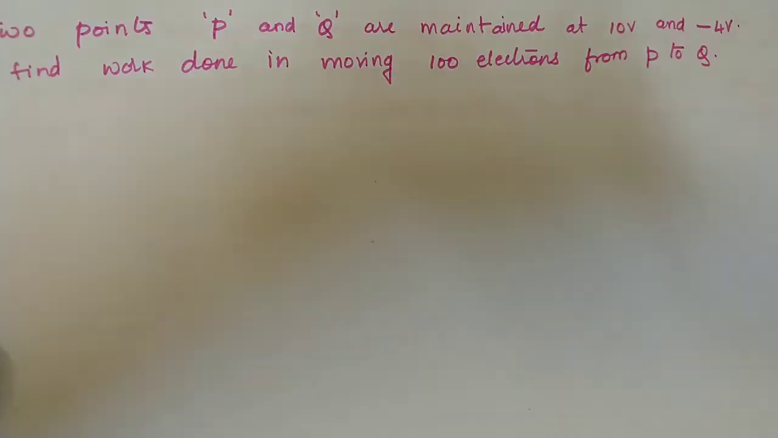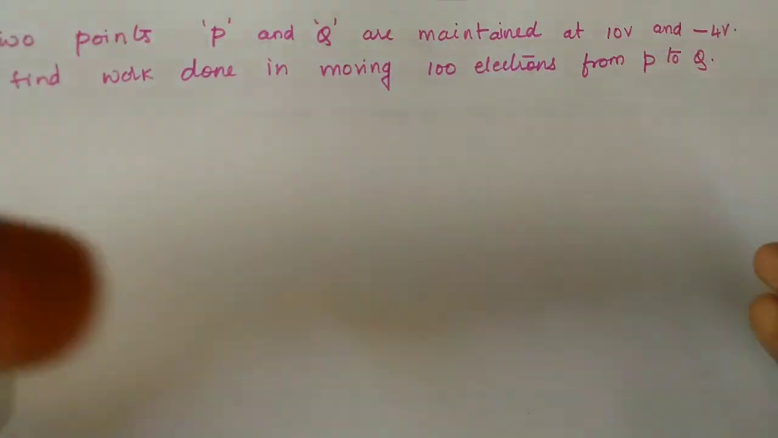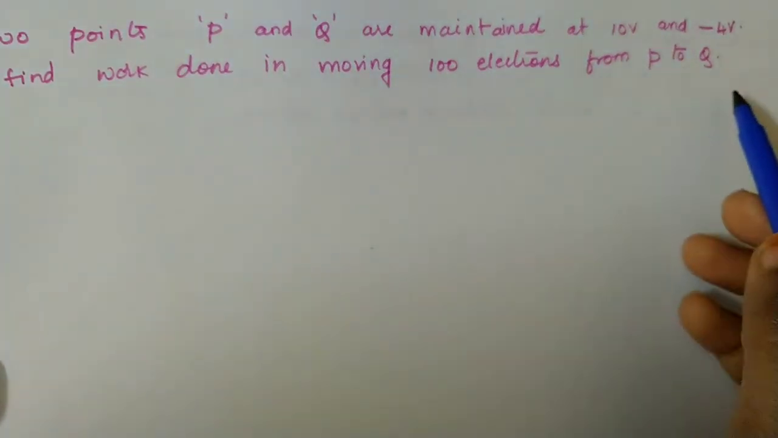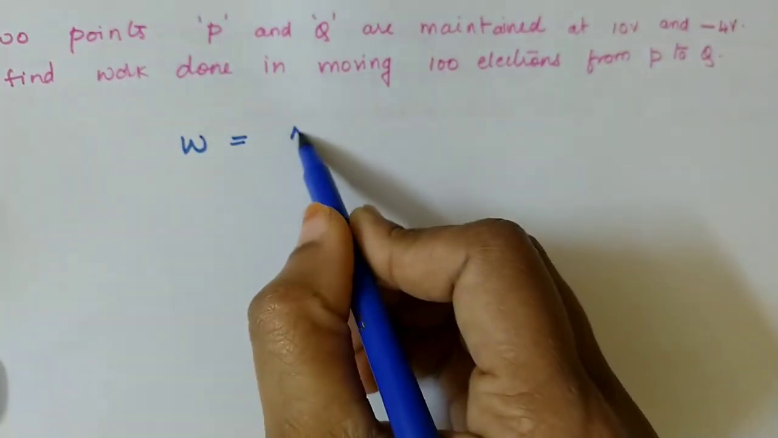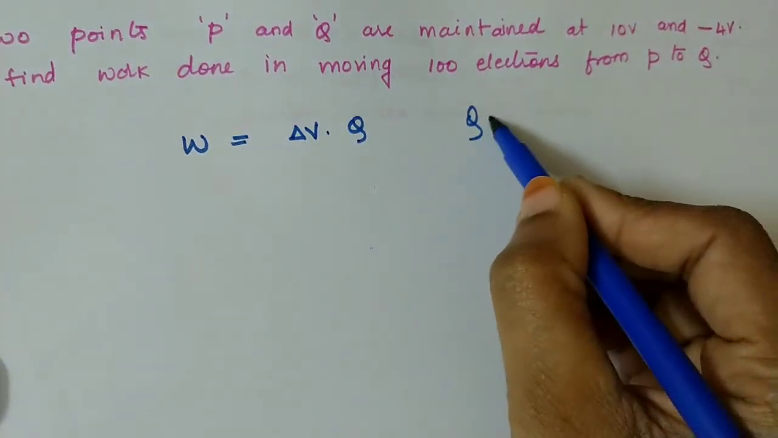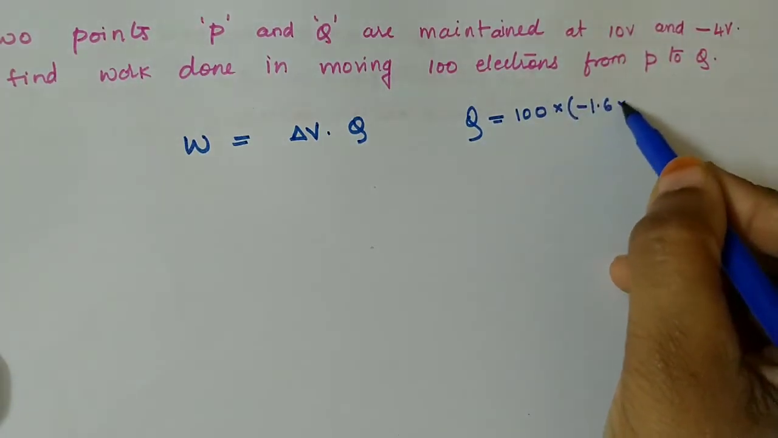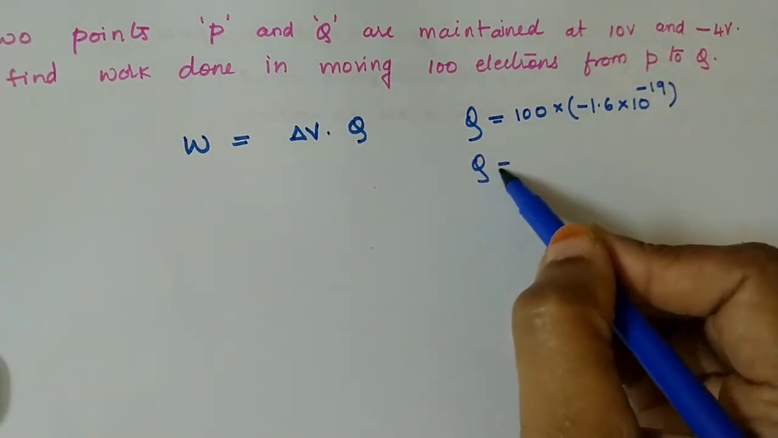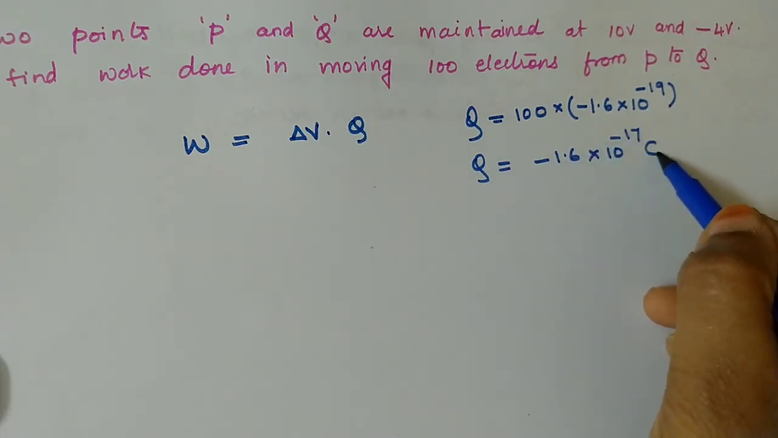Okay, coming to this question, it's given that there are 2 points P and Q which are maintained at 10 volts and minus 4 volts, and you need to find the work done in moving 100 electrons from P to Q. So to calculate the work done, we know work done is equal to potential difference into the charge which you are moving. So first let's calculate the value of capital Q. Charge of 100 electrons, 100 into, we know charge of 1 electron is minus 1.6 into 10 power minus 19 coulomb. So Q is negative, it's minus 1.6 into 10 to the power minus 17 coulomb.